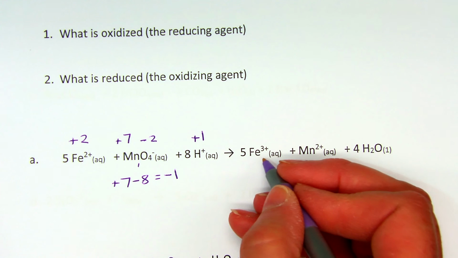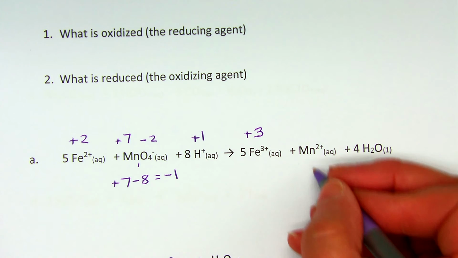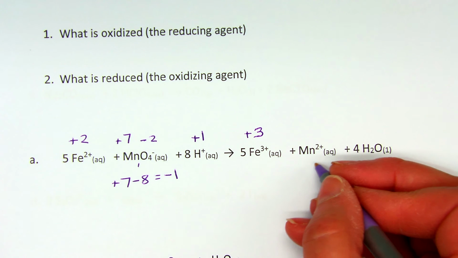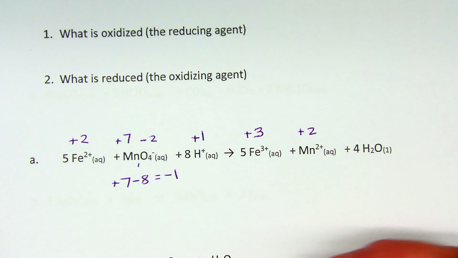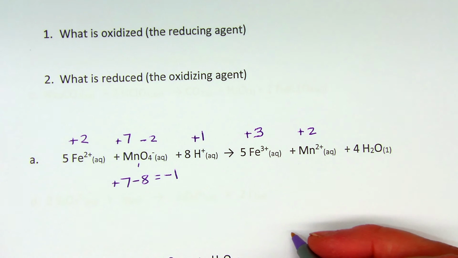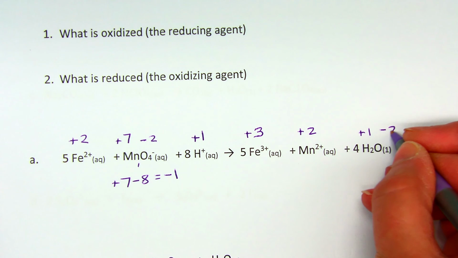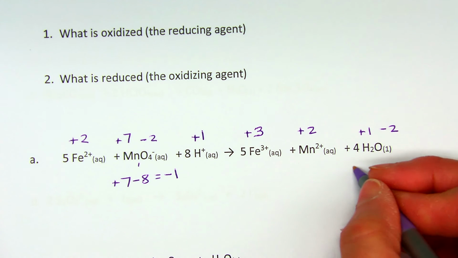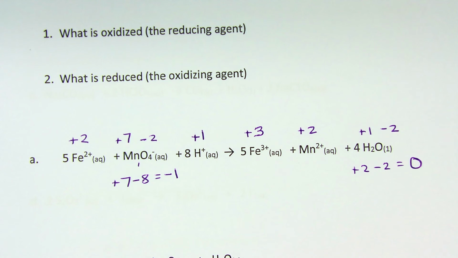Ferric ion, plus 3, monoatomic ion, oxidation number is plus 3. The manganese ion has a real charge of plus 2, so it appears to have a charge of plus 2. The oxidation number is the same as the charge. For water, hydrogen's a plus 1, oxygen's a minus 2. 2 times a plus 1 is plus 2, minus 2 is 0, so it checks out.